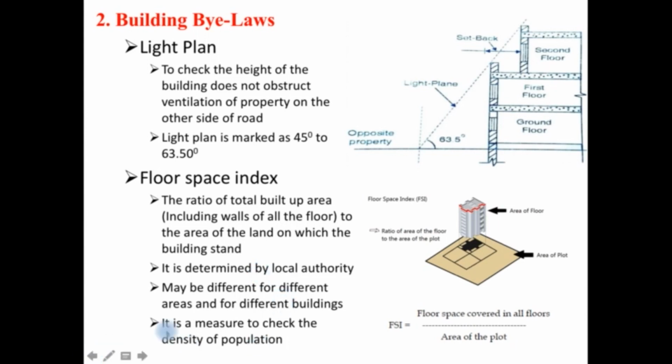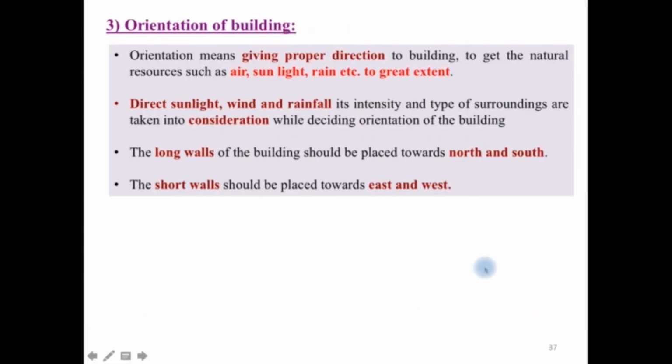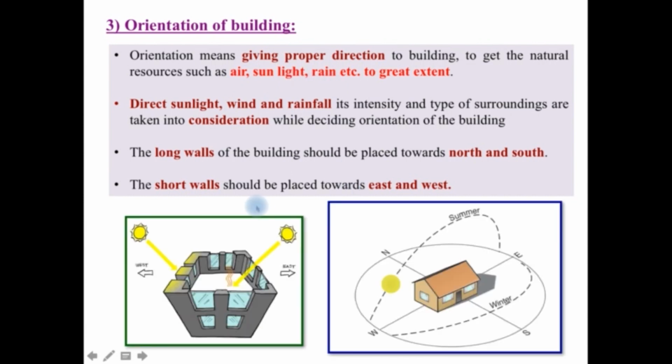It is actually the measure to check the density of population in that region. So next we are going to discuss the orientation of the building. Orientation of the building means the building should be arranged in such a way that it gets all the natural resources such as air, sunlight, rain, etc. to a greater extent.